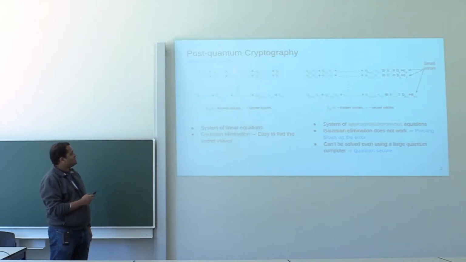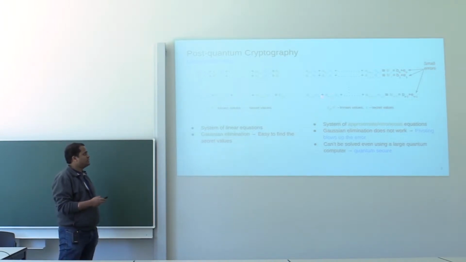So consider these two sets of linear equations. This is exact linear equations, and this is approximate linear equations. If these are our known values, it's very easy to get the secret values using Gaussian elimination. But here it doesn't work because these errors are added. That makes it approximate linear equations.